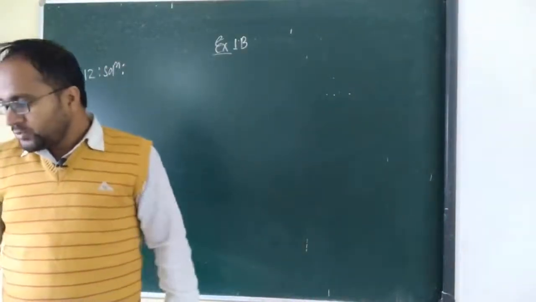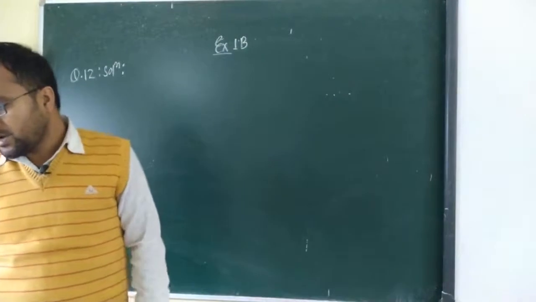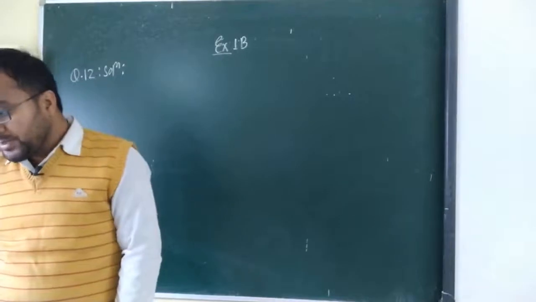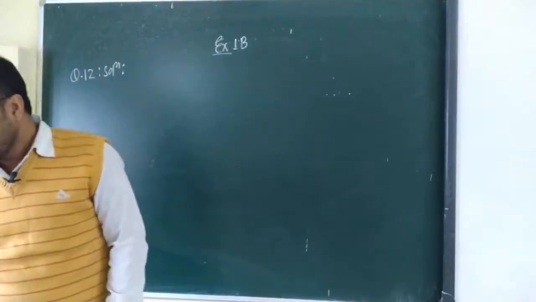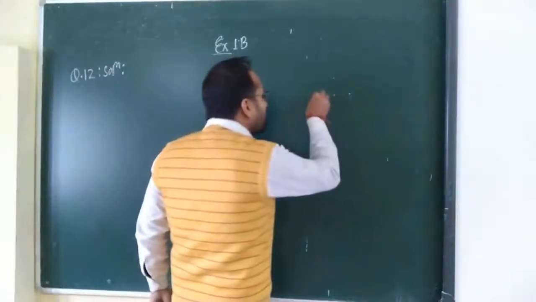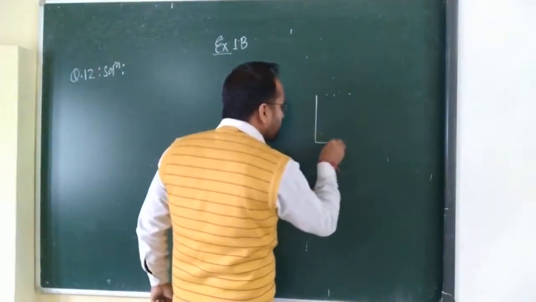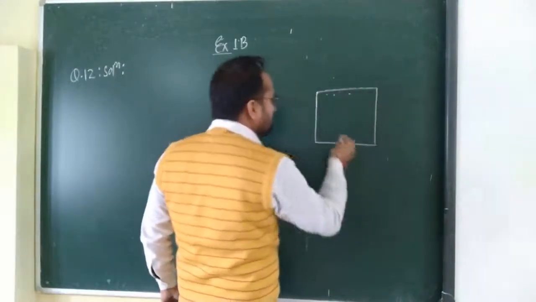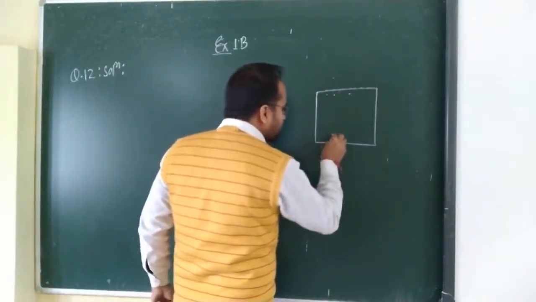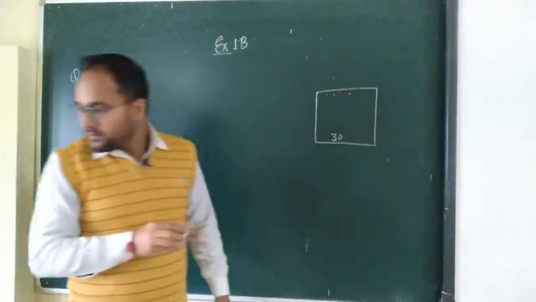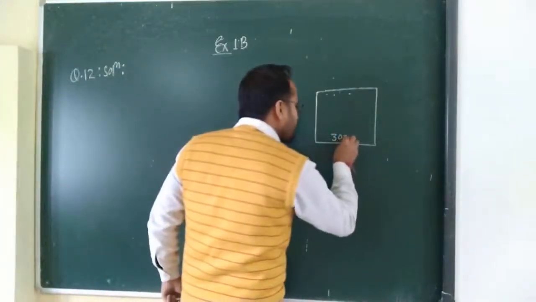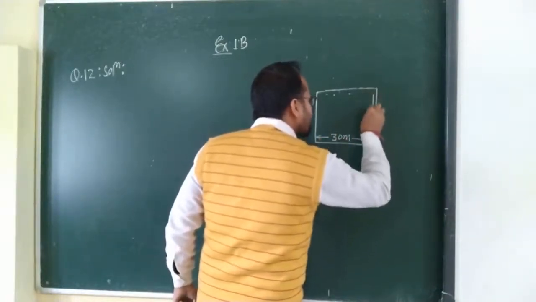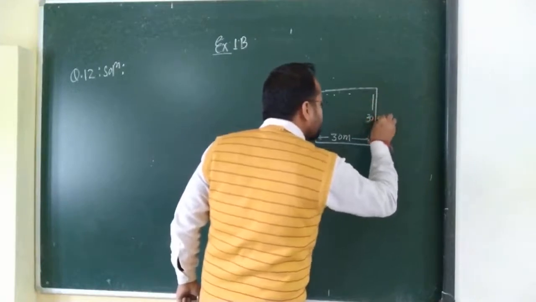A path of width 2 meter runs around a square garden of side 30 meter. Find the area of the path. A square garden is given, means all sides are equal. A square means that it is equal. It is given that 30 meter. This is 30 meter, this one is also 30 meter.